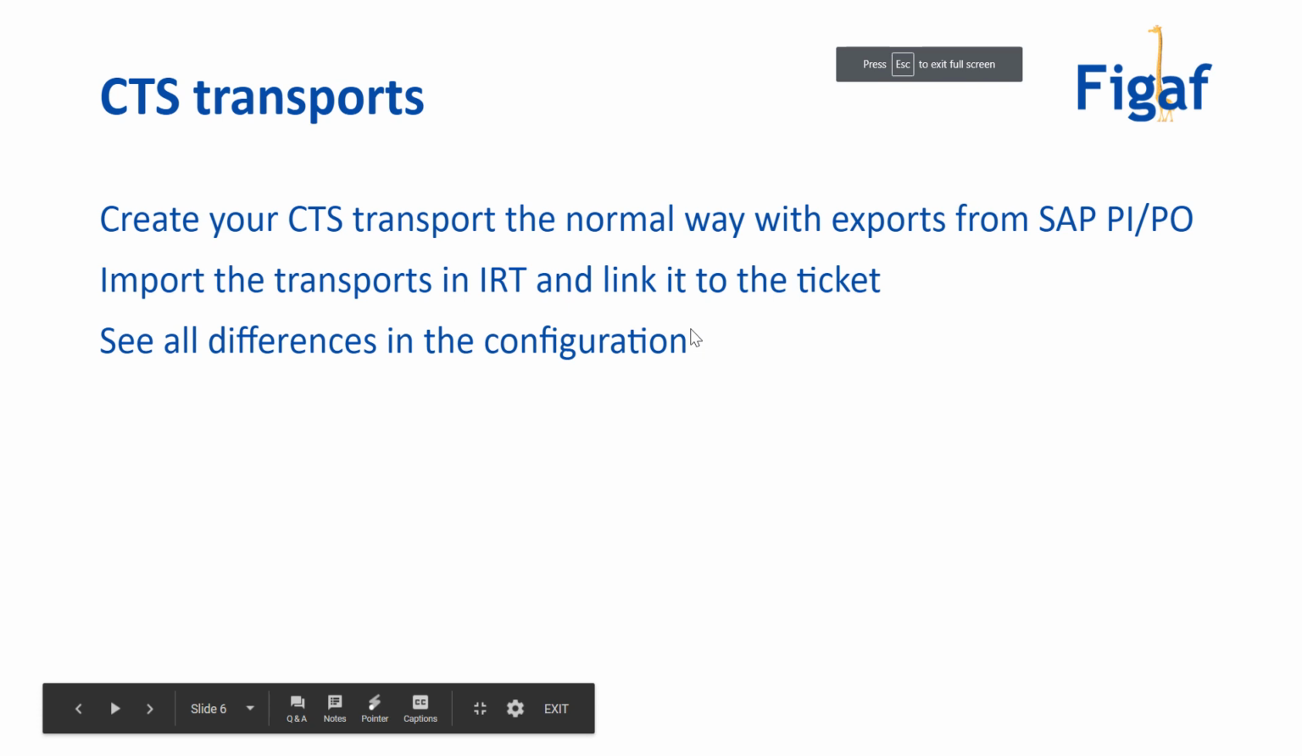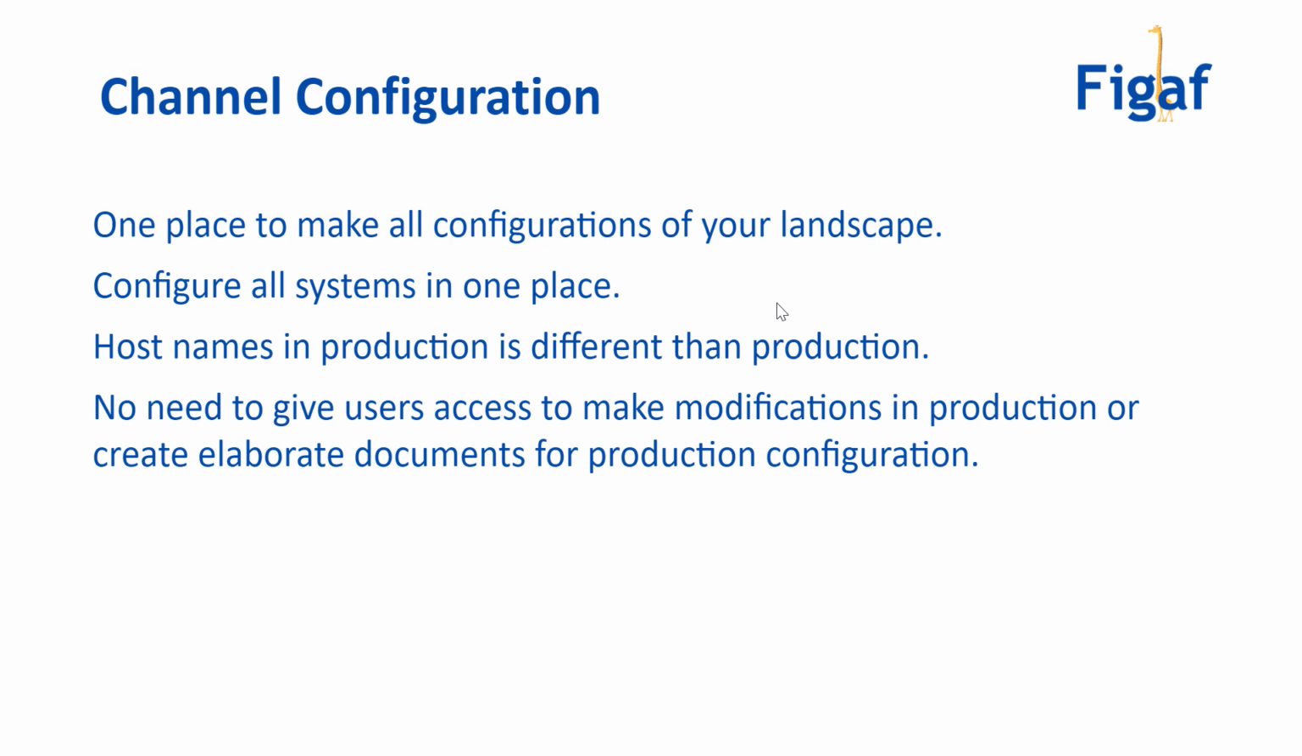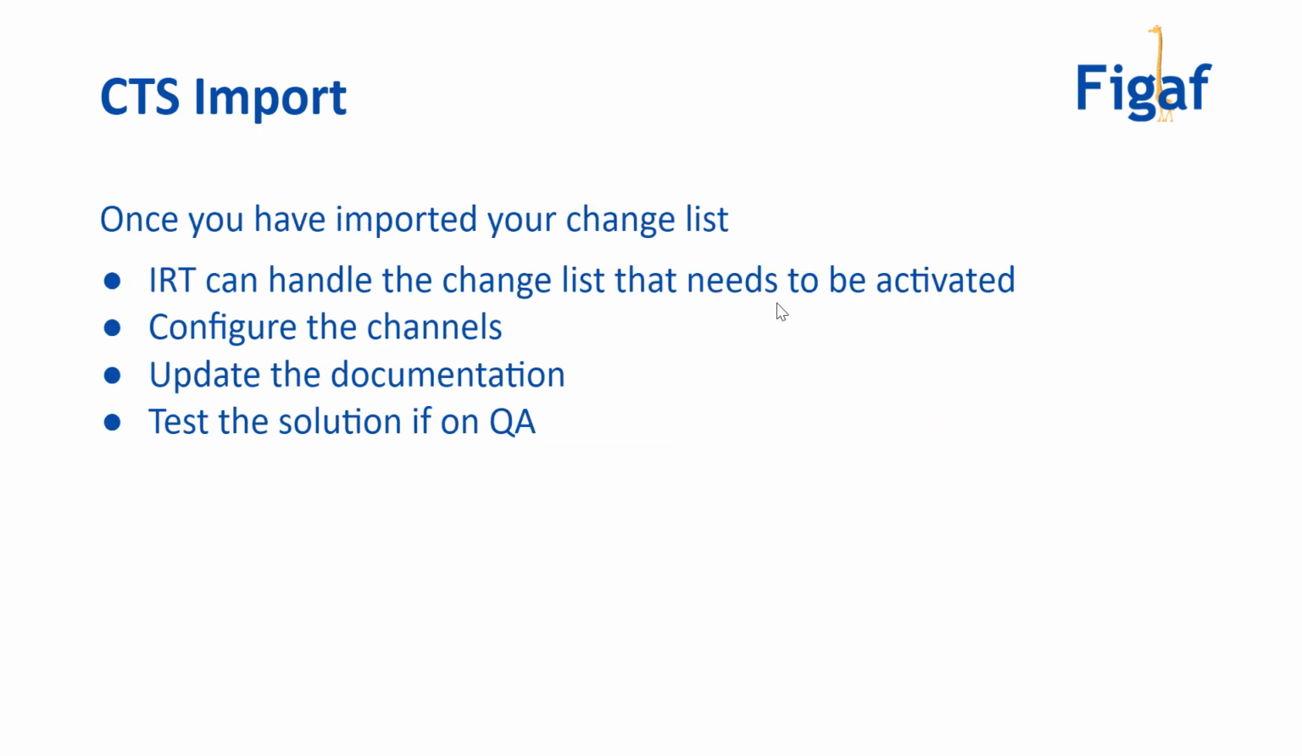So let me see if we got everything going here. You can create transport as you have normally. It's a normal process. You just have a different layer on top that does the documentation and all the channel configuration. So you can configure all the different channels in your landscape from just the IRT, instead of creating manual documents that describe how these things need to be configured in productive environments. You would then click on the CTS Import, that will then show and perform these steps: update the configuration, update the channels, activate channels, update documentation, and at a later point it will also run the test on your QA system, so you're able to do a full cycle of these things.